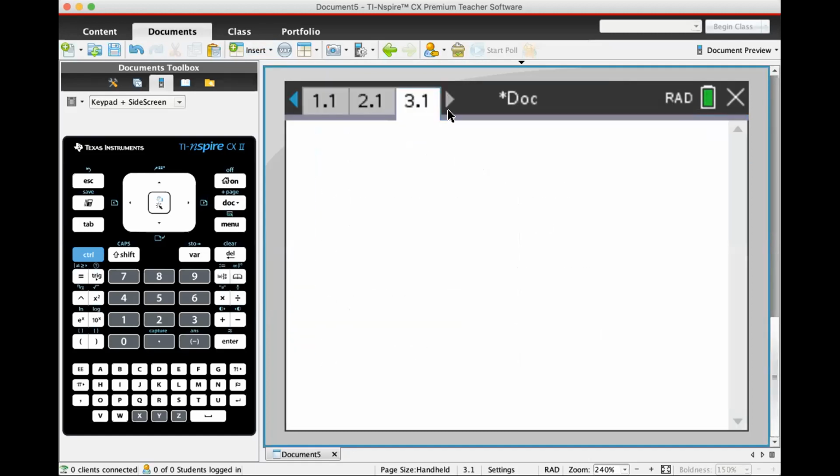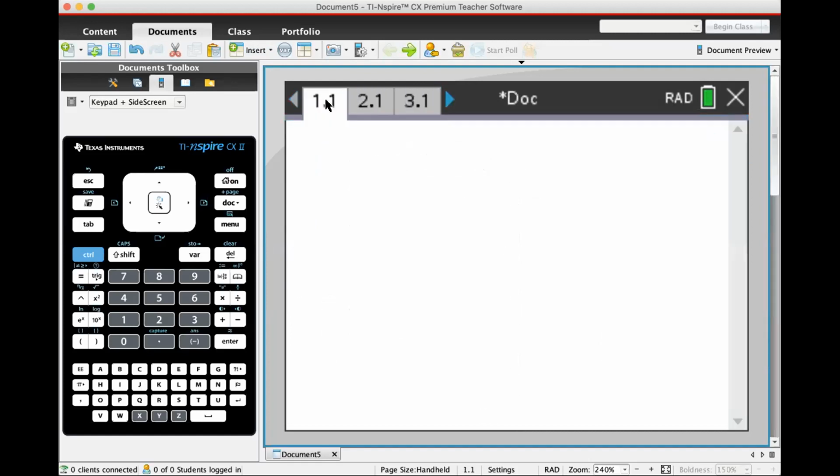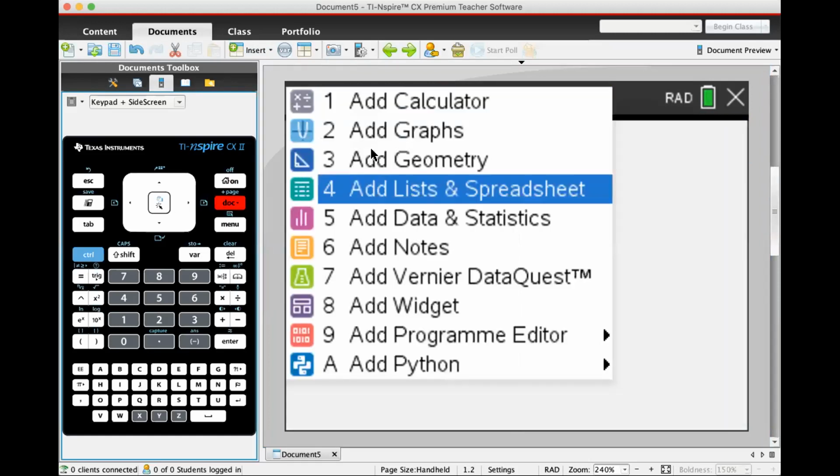Let's see, that's a calculator page. So 1.1, 2.1, 3.1. These are all different problems. Within each problem, I can have different pages. I believe it's like 99 pages. Swati, correct me if I'm wrong. How many pages within a problem? Yes, sir, it's 99 pages within a single problem.